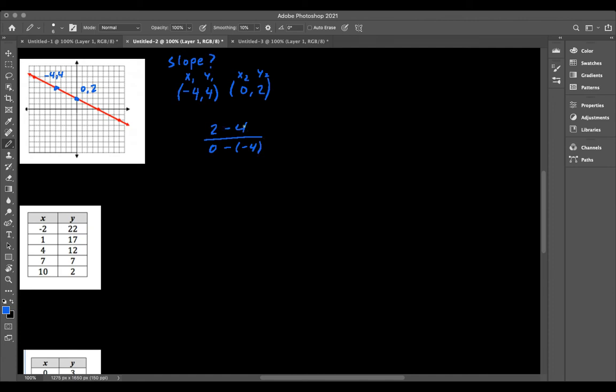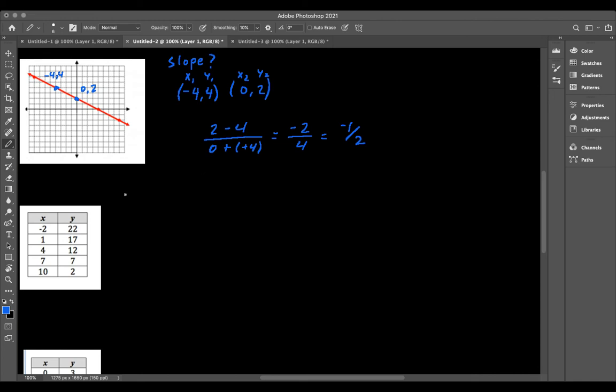Okay, so we have 2 minus 4, which gives us negative 2. Okay, and then we have 0 minus negative 4, so that's plus. Okay, and so that just turns to positive 4. Okay, now we have negative 2 over 4, which we can reduce to negative 1/2, and we'll leave it like that, and that would be the slope of this line. Okay, negative 1/2. This is important stuff to know, but right now we're going to leave it that way.